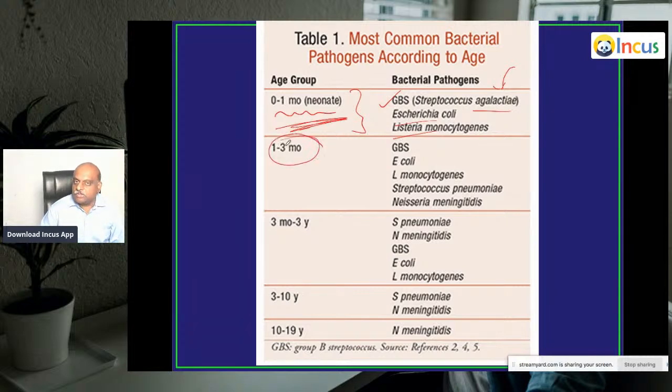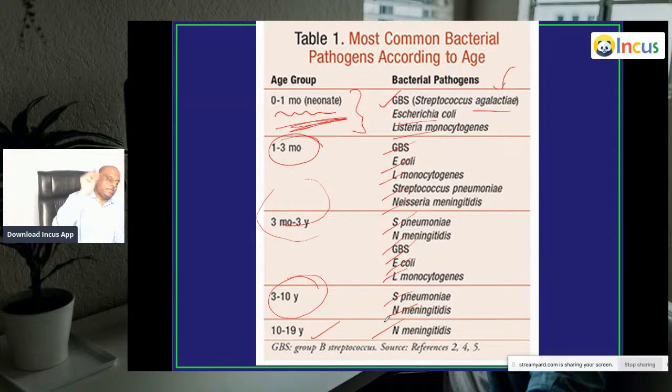1 to 3 months, Listeria, Streptococcus pneumoniae, Neisseria, E. coli, Hib. 3 months to 3 years, Listeria, E. coli, Hib, Neisseria, Streptococcus pneumoniae. 3 to 10 years, Streptococcus pneumoniae, Neisseria. 10 to 19 years, Neisseria. So this list, doctor, is a question that will definitely be asked in pediatrics.